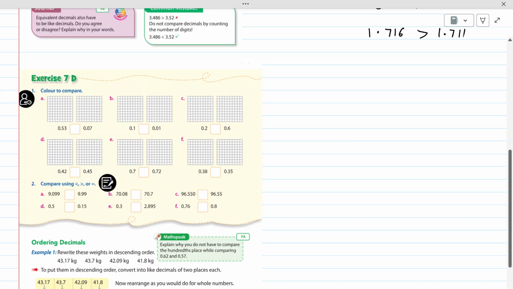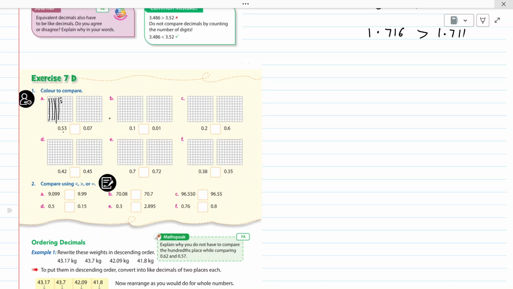Okay, so the first question here is color to compare. So what we have to do is color the portions and compare them. First we have 0.53 and 0.07, the given numbers. When we say 0.53, that means at the 10th place we have 5, so we have to completely shade 5 parts: 1, 2, 3, 4 and 5. And at the 100th place we have 3, so 1, 2 and 3.